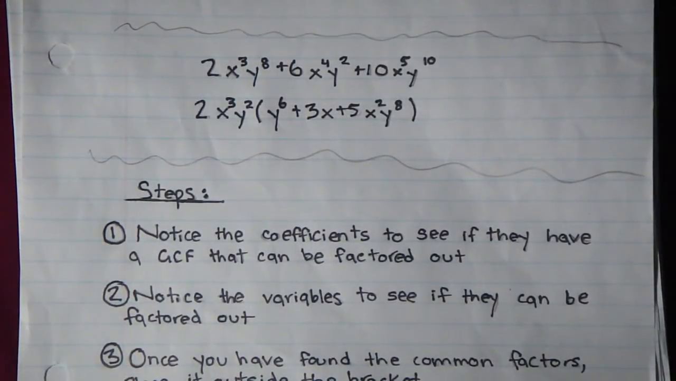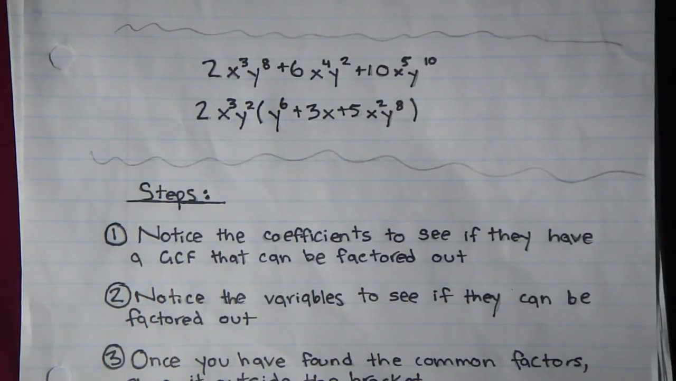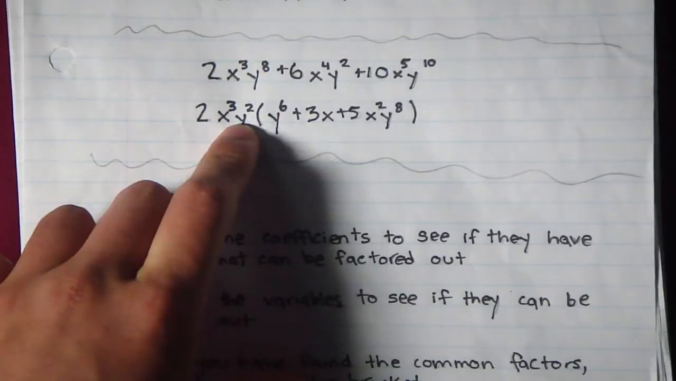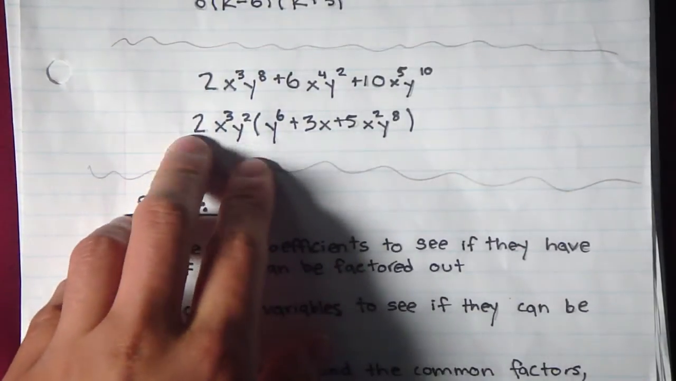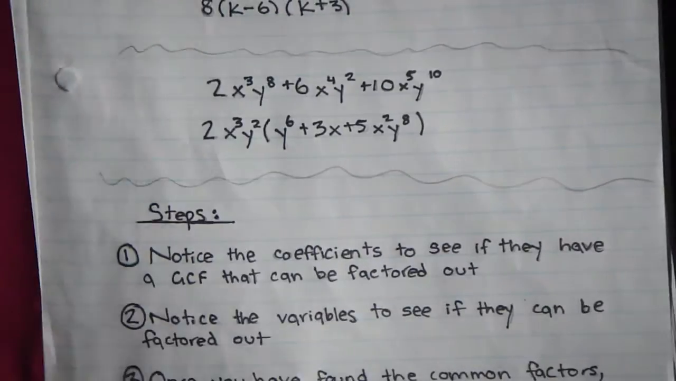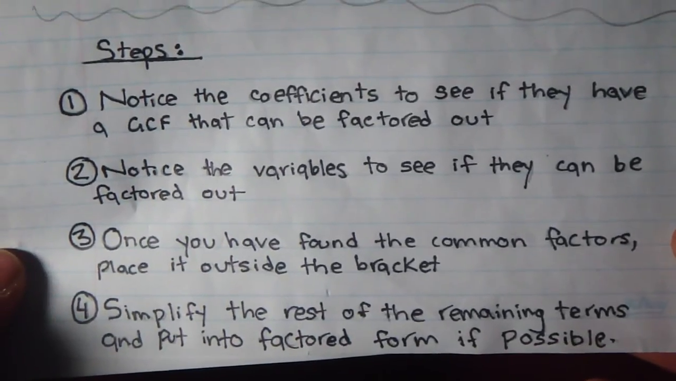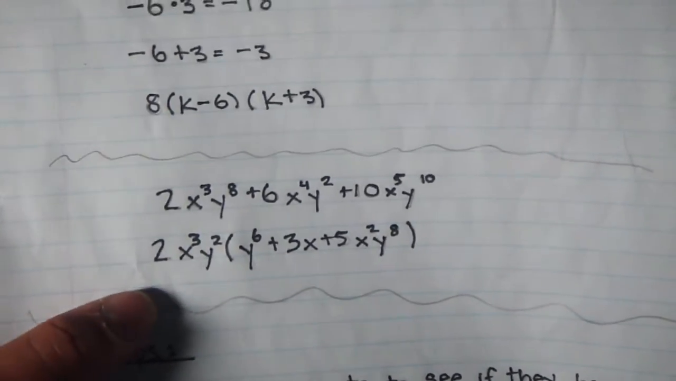Now, the largest number that can be divided by 2, 8, and 10 is 2, and that's because 2 is a GCF. So we put it on the outside, and now on the outside we have 2x cubed and y squared. And the last step is, actually the third step is, once you have found the common factors, place it outside of the bracket. We have done that right here.